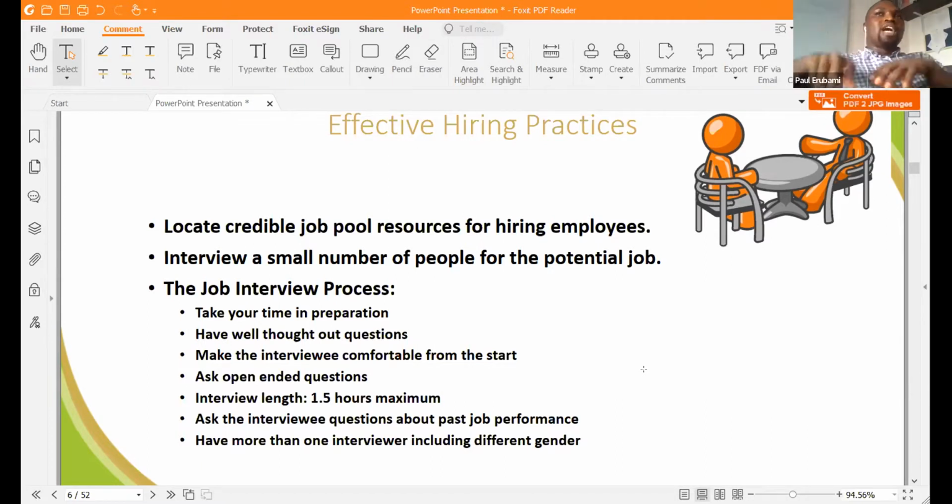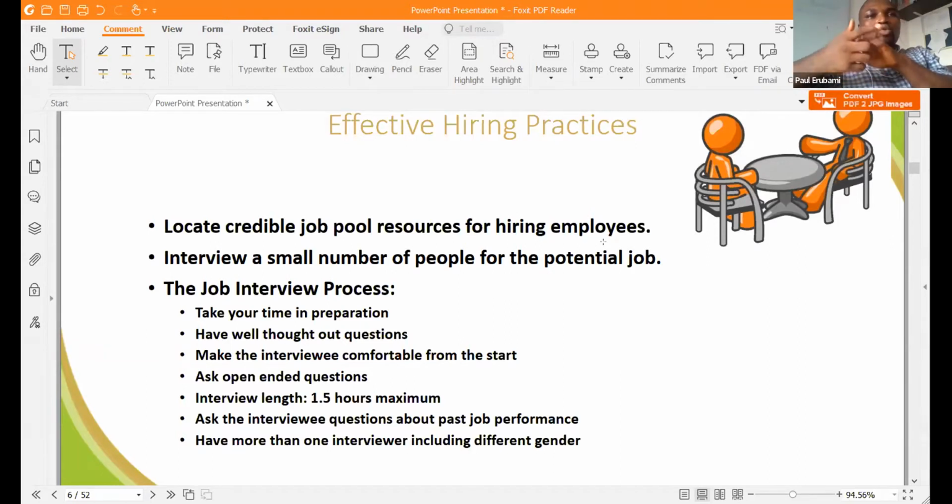You should be able to design your employment process in such a way that if I want to employ one person, I should be able to have a short list of maybe 5 or 10 people to interview for me to be able to pick out one person that I feel fits perfectly into what I am looking for.